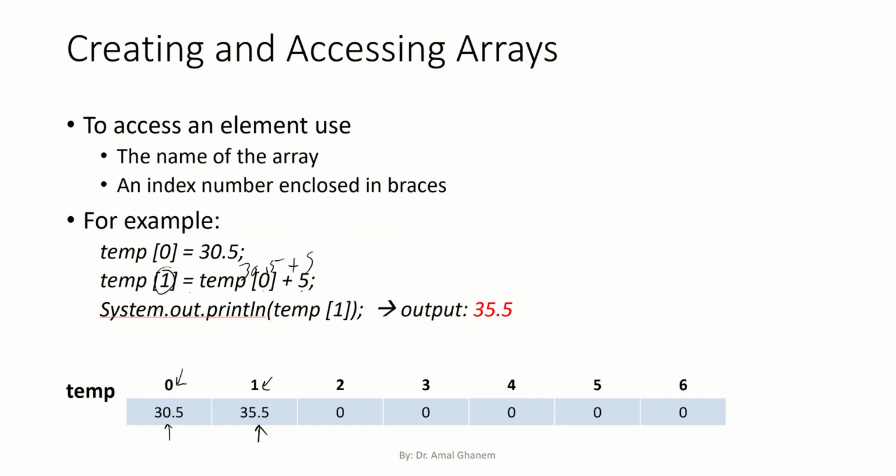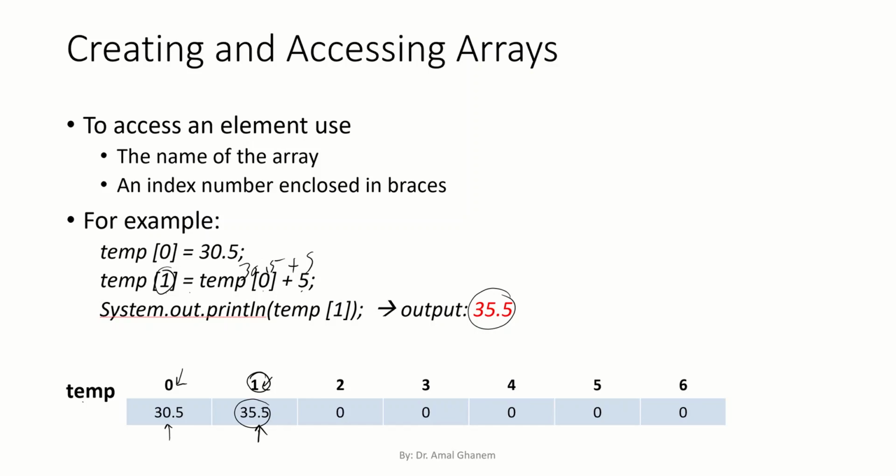Similarly, if you need to do output, you have to do it individually for each element in each index. So here I have system.out.println temp at location 1. So go to the array temp, location 1. What is the value inside it? It's 35.5. So this is the output we will have: 35.5.